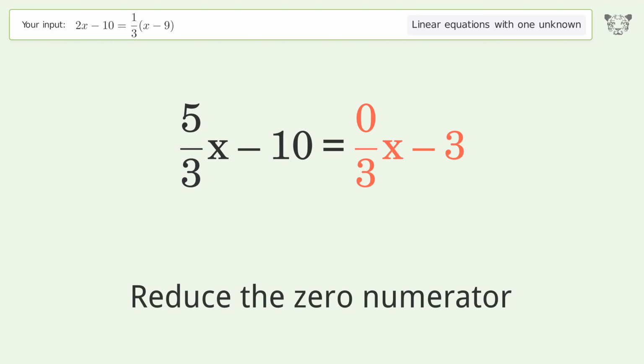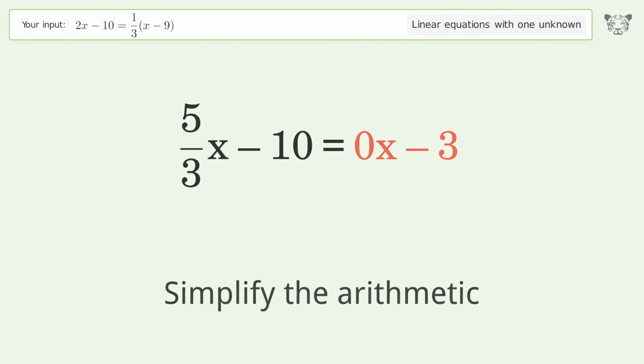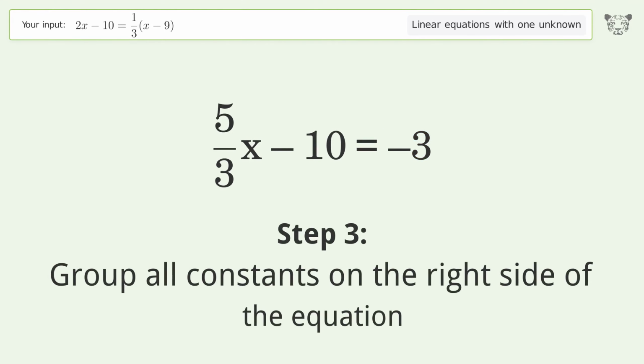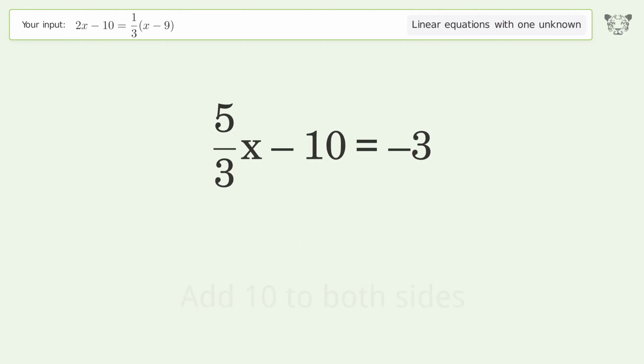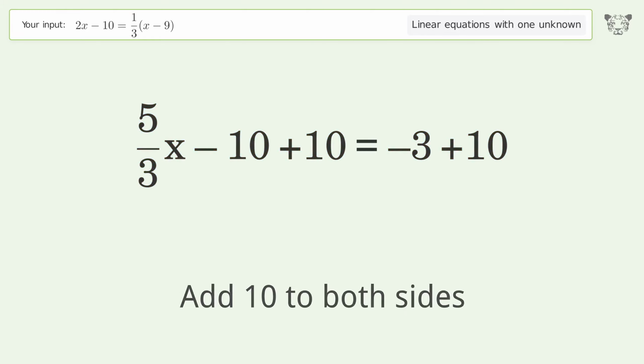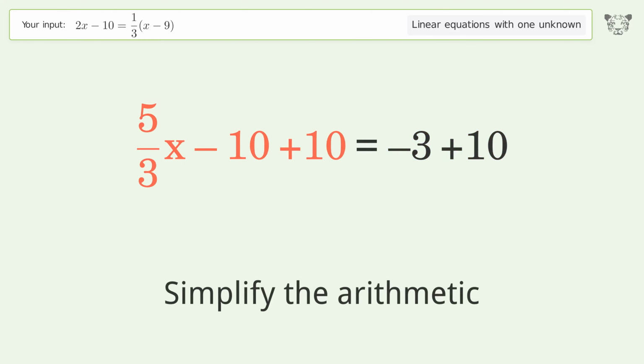Reduce the zero numerator. Simplify the arithmetic. Group all constants on the right side of the equation. Add 10 to both sides. Simplify the arithmetic.